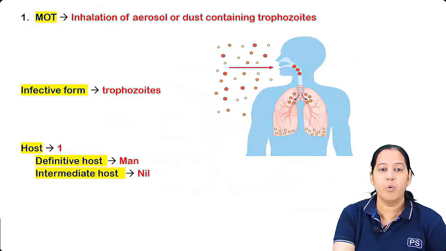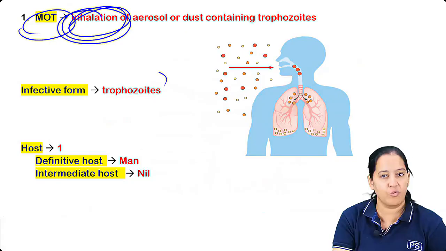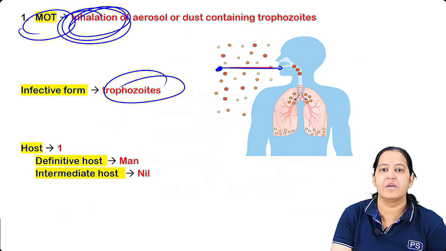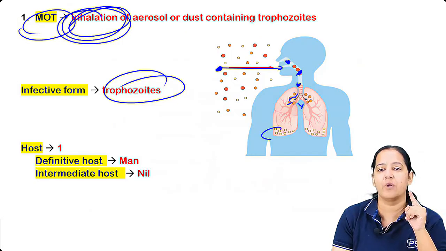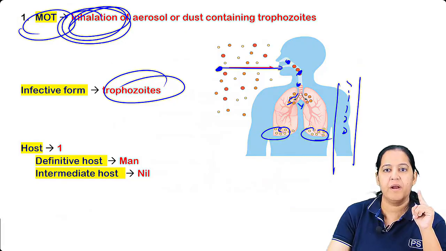Mode of transmission is inhalation. It is present in the dust. So the trophozoite present in the dust goes inside. It will go in the nose, the trachea, the bronchi, and the lung. From the lung it will go into the blood. From the blood it will go to the brain.